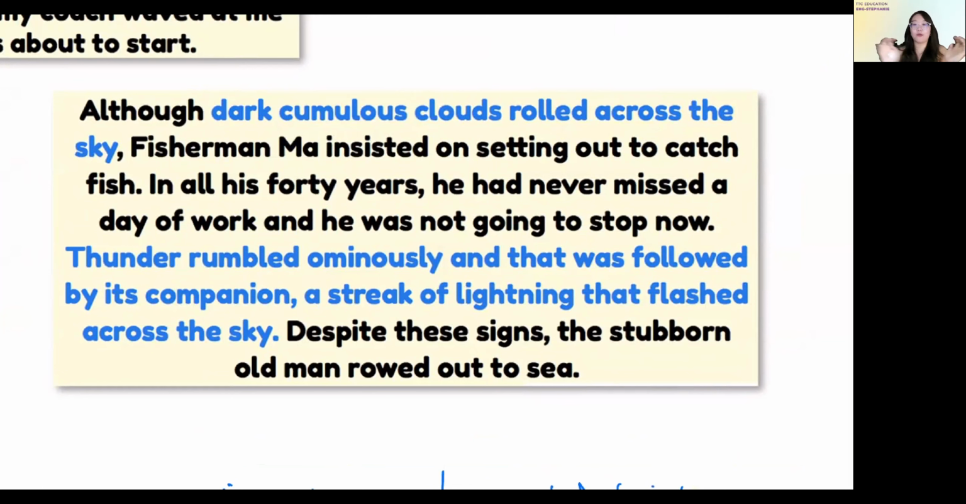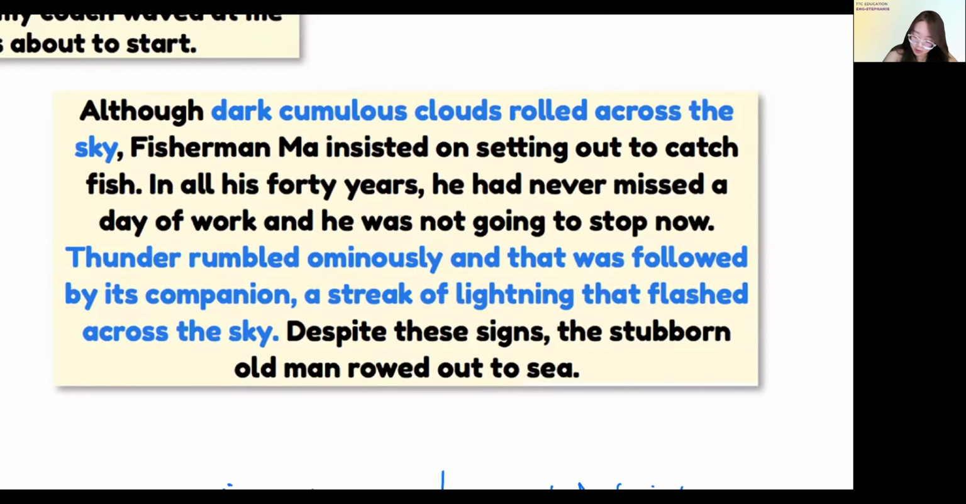One pile of very dark clouds, right? Fisherman Ma insisted on setting out to catch fish. In all his 40 years, he had never missed a day of work and he was not going to stop now. Thunder rumbled ominously, and that was followed by its companion, a streak of lightning that flashed across the sky. Despite these signs, the stubborn old man rolled out to sea.